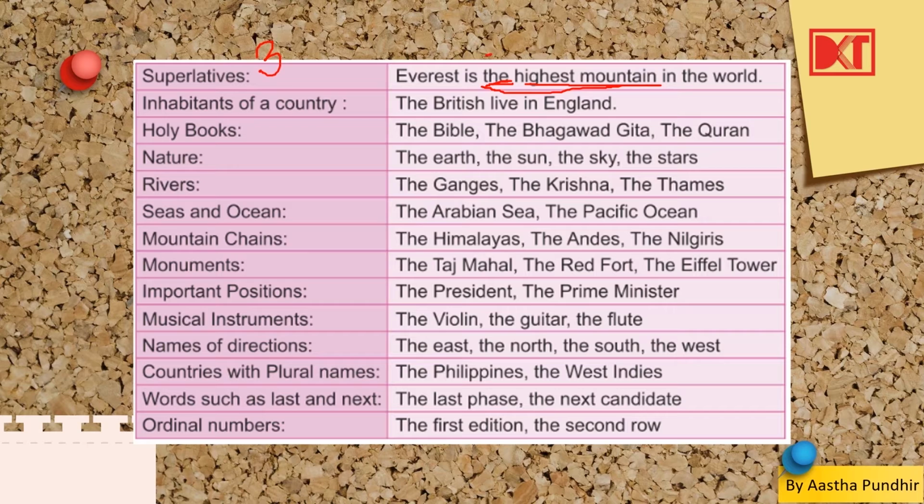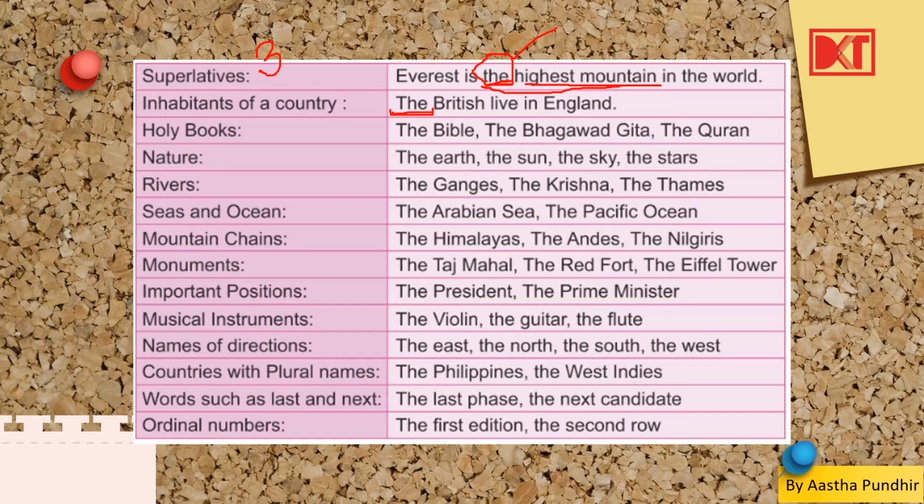Okay. Now next, inhabitants of a country. Now here the example, inhabitants होते हैं जो किसी कंट्री के सिटीजन्स होते हैं, जैसे ब्रिटिश, जैसे इंडियन, the Indian people, the Indian live in India. वैसे ही the British, क्योंकि हम स्पेसिफिक लोगों की बात कर रहे हैं. तो inhabitants of a country के लिए भी हम the यूज करते हैं.